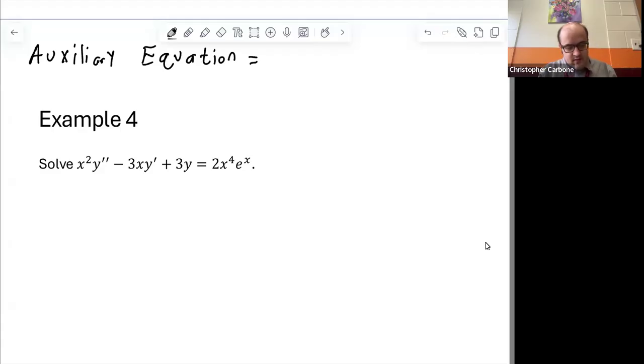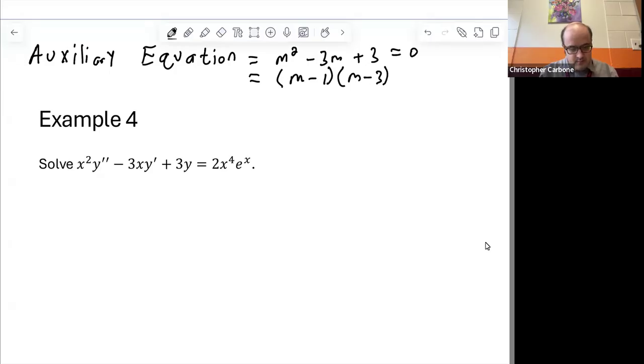So applying that for this would be m squared minus 3m plus 3 is equal to 0. So solving that, we could factor this. This becomes m minus 1 times m minus 3 would be equal to 0.